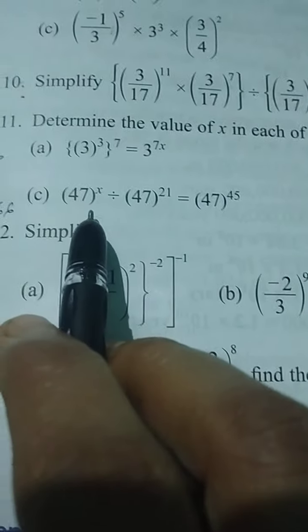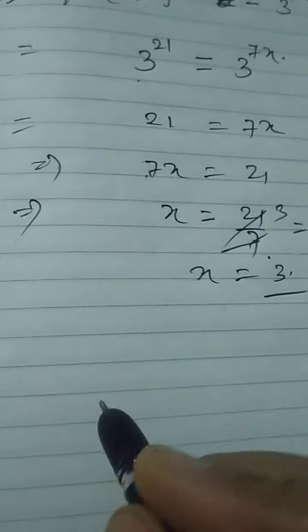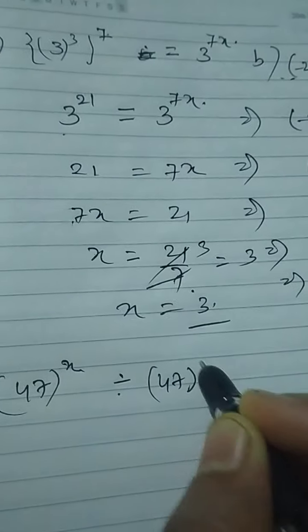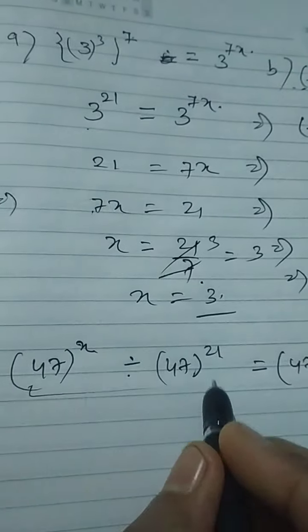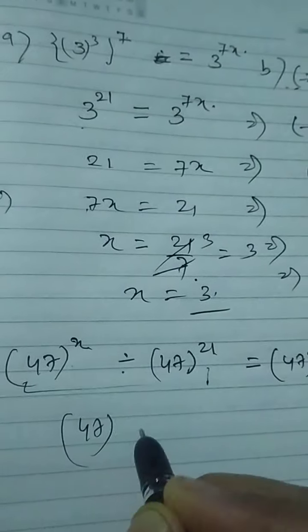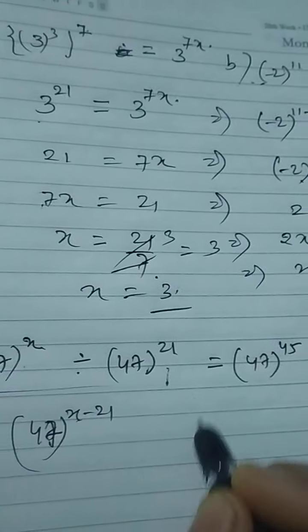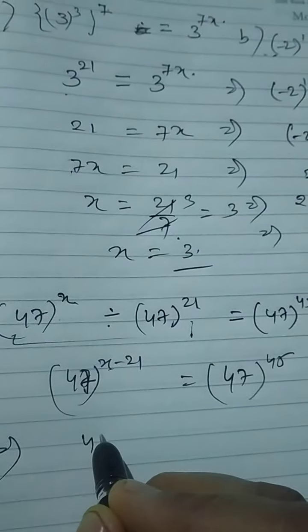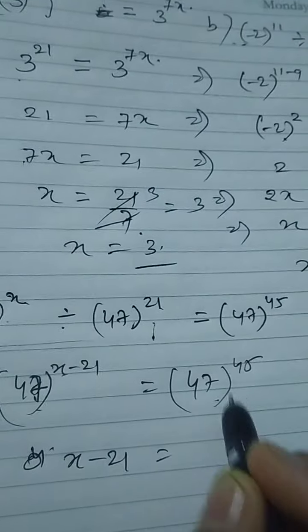Got it now? Now part c. Part c is also simple. I think I should leave it for you. 47 to the power x divided by 47 to the power 21 is equal to 47 to the power 45. So you know the base is the same and we are dividing, so we will subtract the powers. x minus 21 is equal to 45. Now 47 here, also 47, so we can equate the powers because the bases are the same.